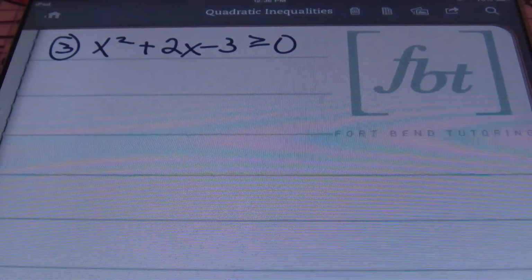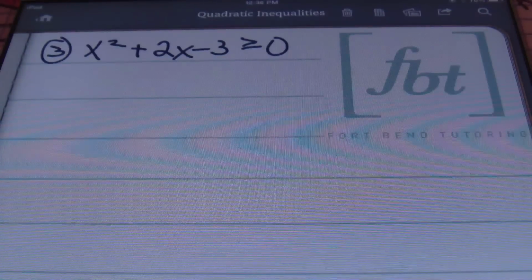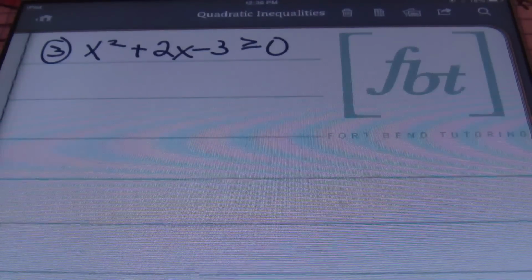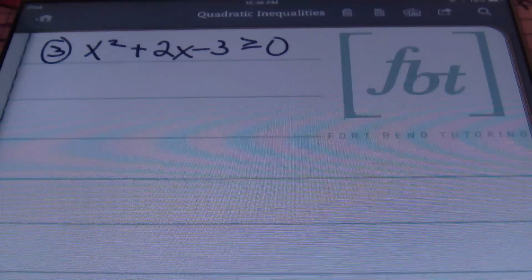Problem number 3. We have x squared plus 2x minus 3 is greater than or equal to 0. What I have is a quadratic trinomial, so I'm going to attempt to factor it. I do know that there are 2 factors of 3 that will subtract to give me 2, and that's going to be 3 and 1.